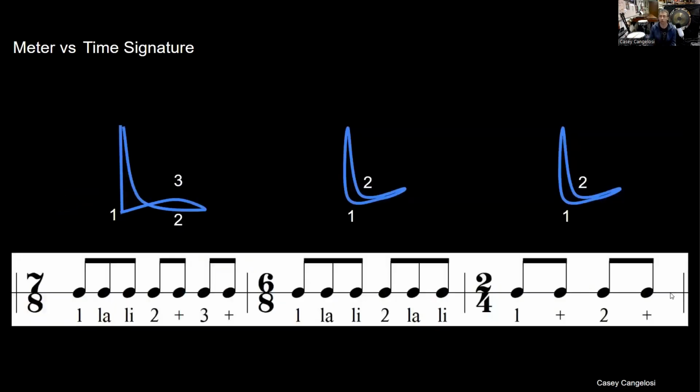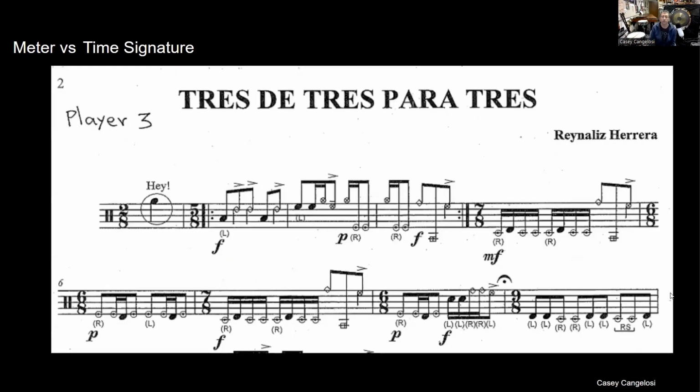This even works for mixed meter music that is alternating. So in this example, 1 la li, 2 and 3 and 1 la li, 2 la li, 1 and 2 n. One more time, that would be 1 la li, 2 and 3 and 1 la li, 2 la li, 1 and 2 n. So let's look at this applied to a real piece of music.